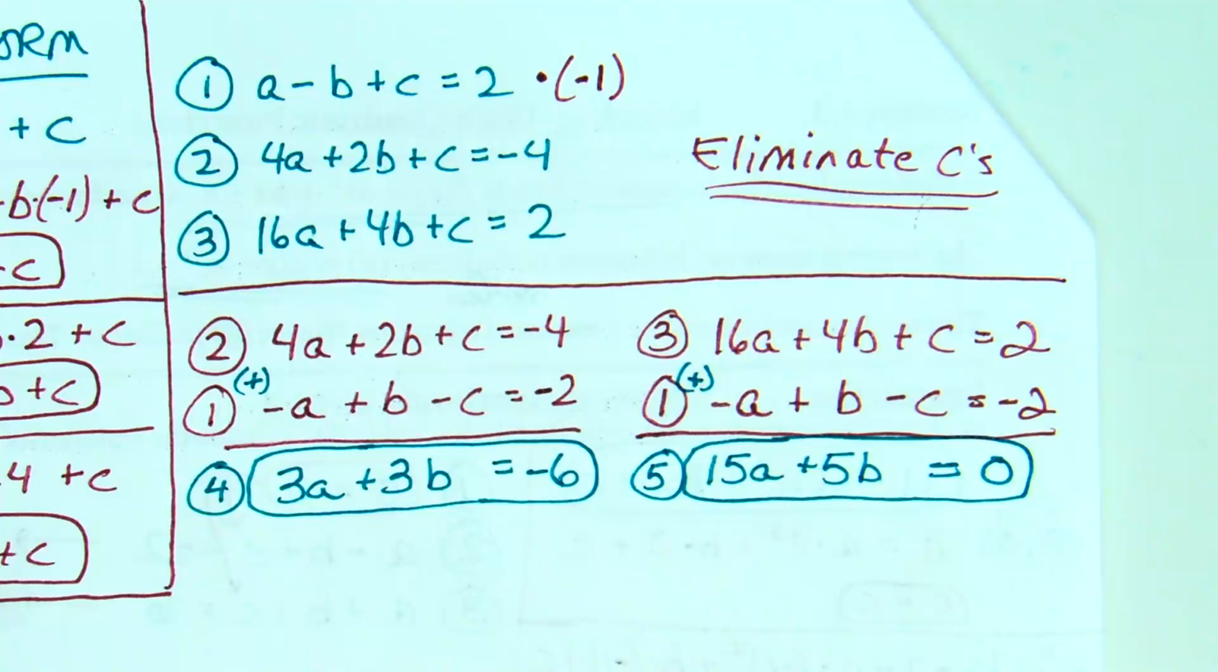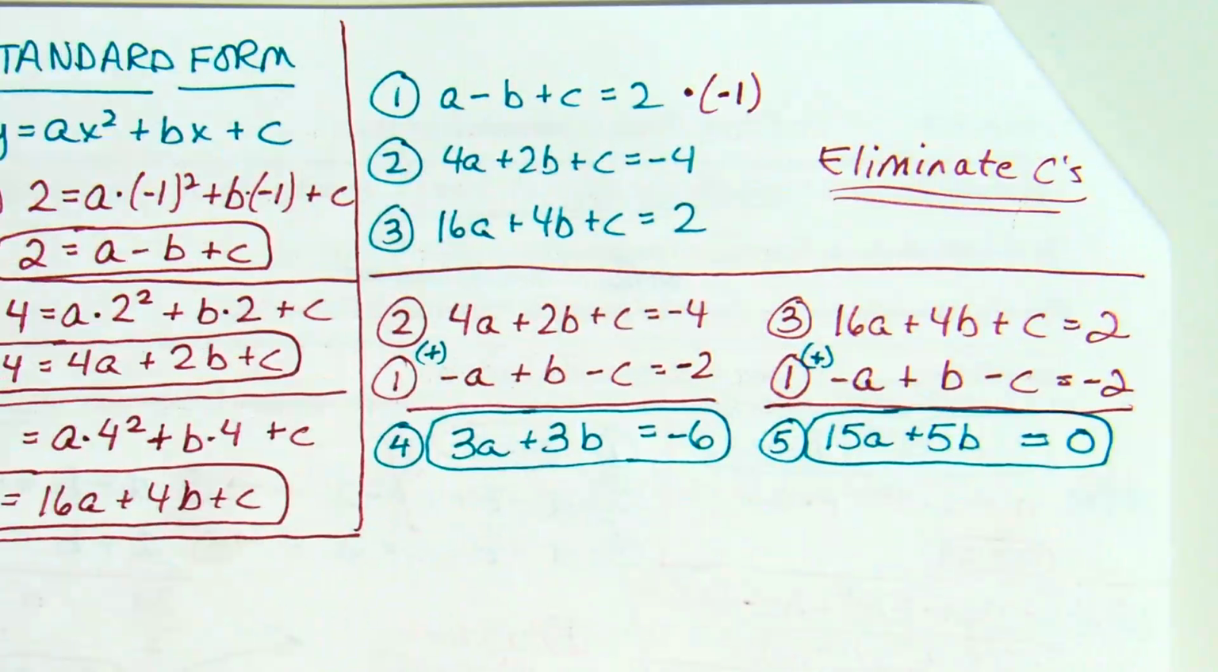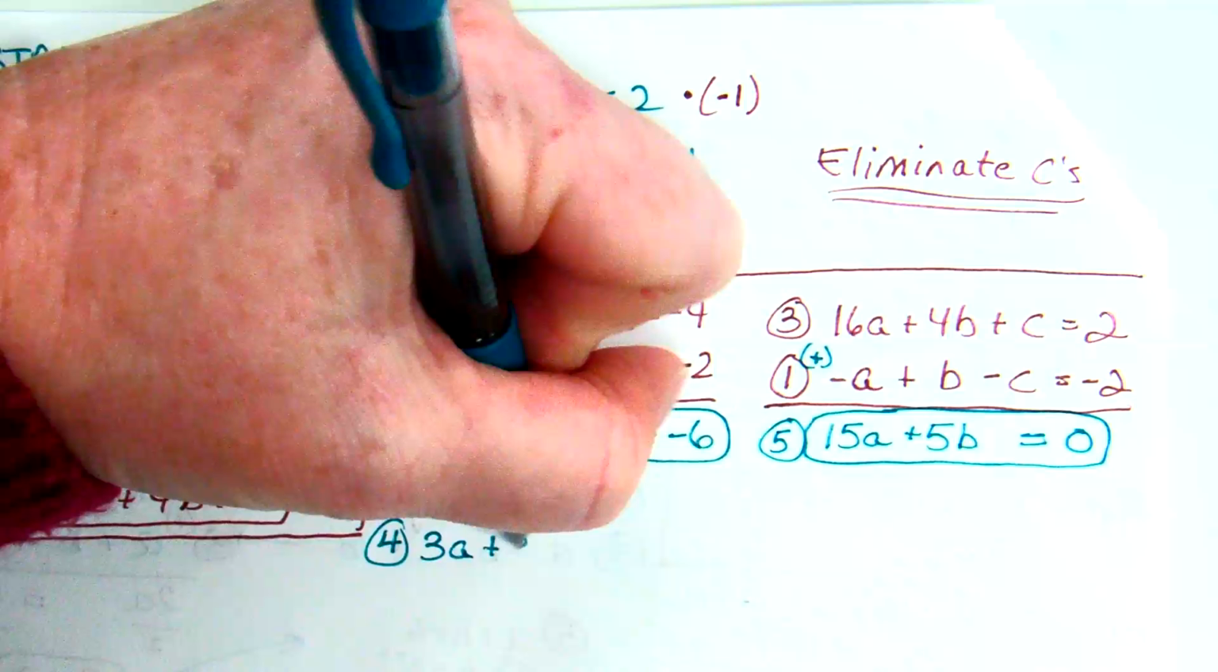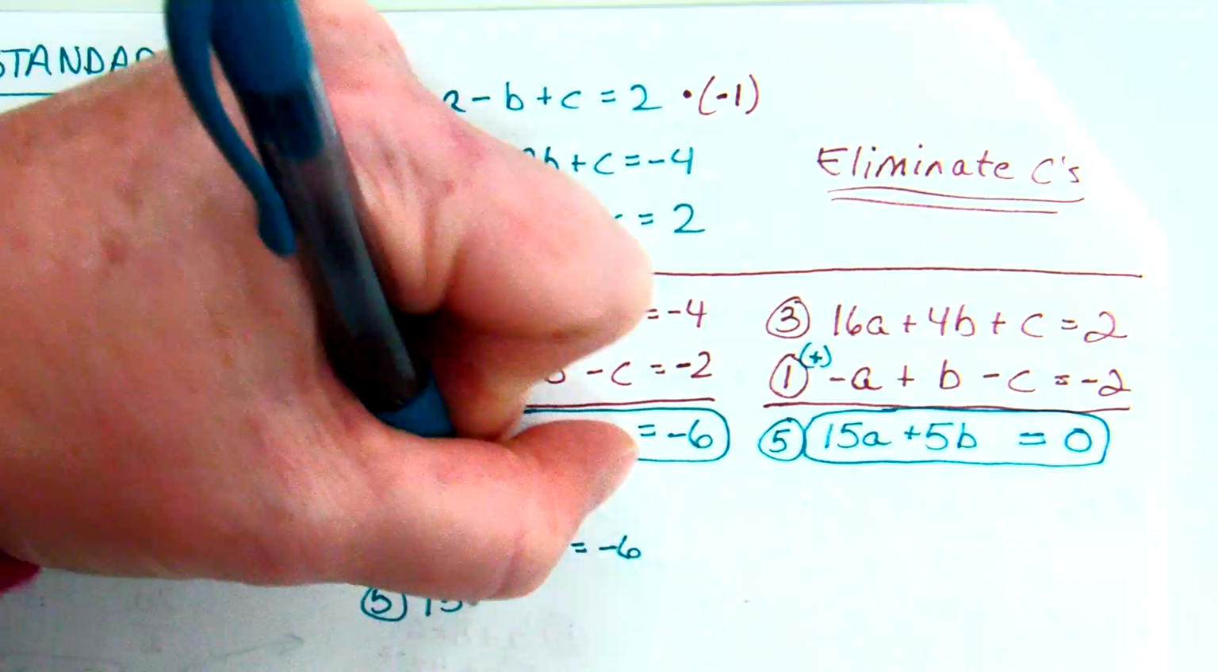You see where to go. Now we're going to put 4 and 5 together. For teaching purposes, I'm going to write them on top of each other. I have 3a plus 3b equals negative 6. And I have 15a plus 5b equals 0.